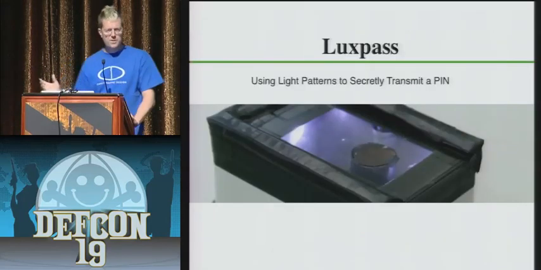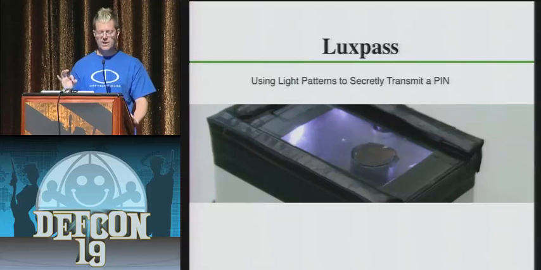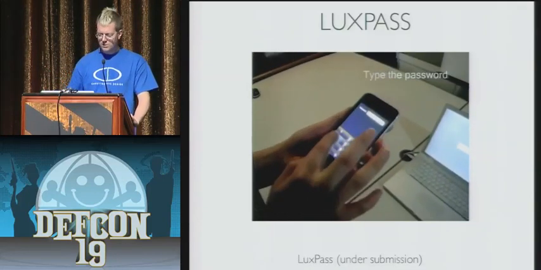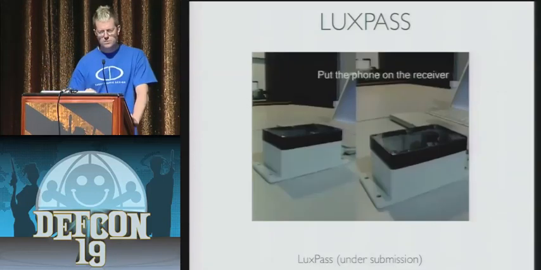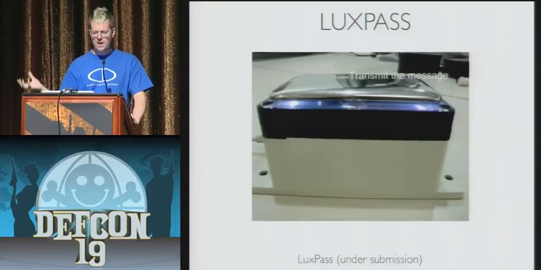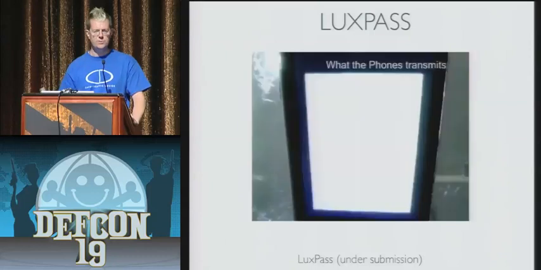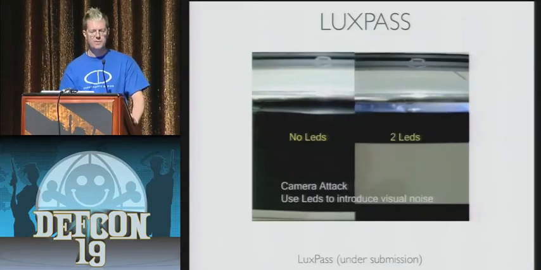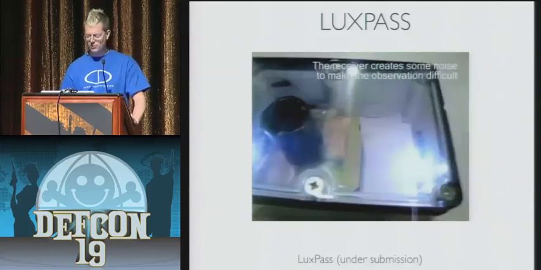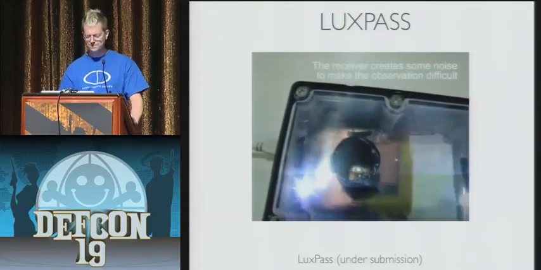So here's a prototype of a system that performs this communication using light. You enter the password by whatever means necessary on the phone, and then place it on the receiver where it is transmitted with light. And you can see a lot of flashing leaking out from that. That's because there are specifically LEDs in there to introduce visual chaff, so as to prevent recording and replay attacks.